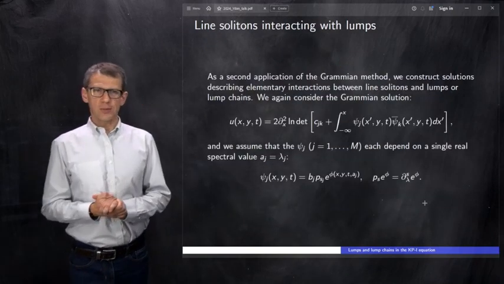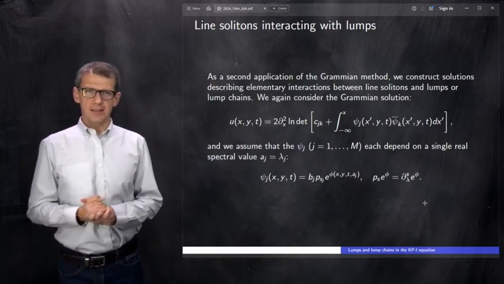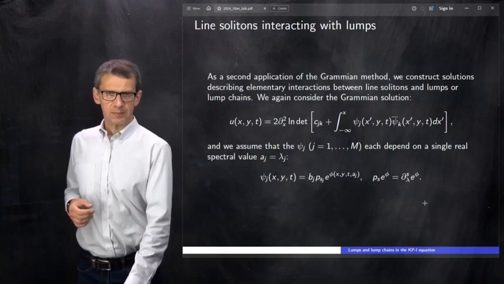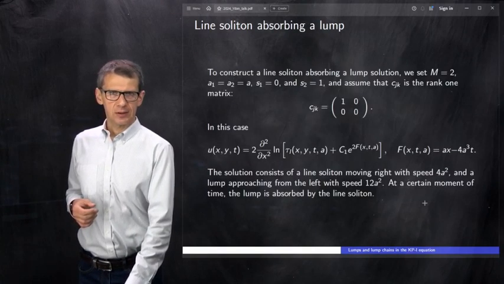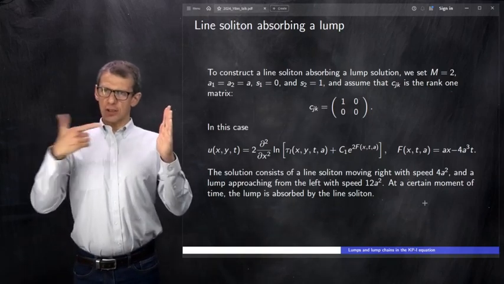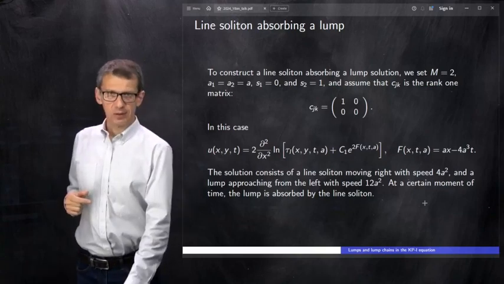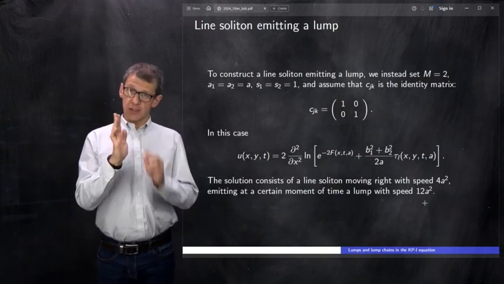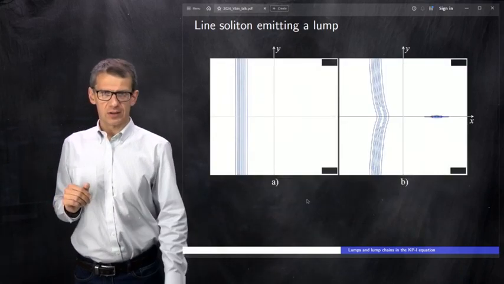Okay, and so finally, I just want to show you a few pictures. We can construct solutions which consist of line solitons interacting with individual lumps. So maybe I'll just skip the details and tell you what they look like. So you can construct a solution consisting of a line soliton which absorbs a lump. So a lump is going to move faster than the line soliton and be absorbed by it. Or you can construct a solution which consists of a line soliton which emits a lump. So this is going to look something like this.